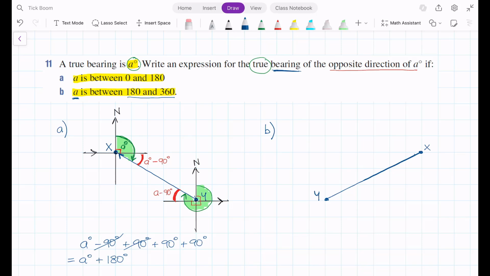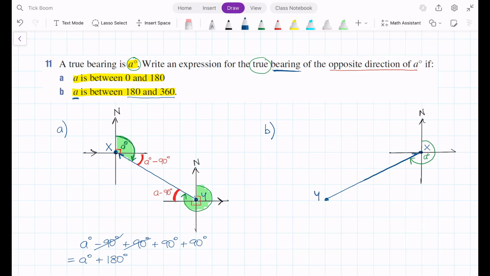So if I'm moving from X over to Y in that direction, then I will draw my compass at point X because that's where my travel is beginning. So here's my overlaid compass. This will be north. And now the original bearing will go from north in a clockwise direction, and that is defined as A degrees.